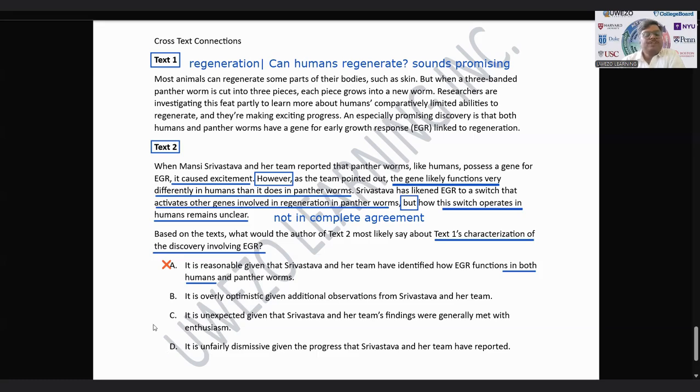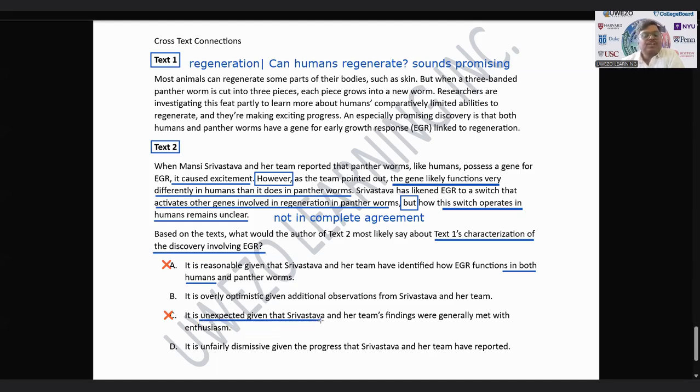It is unexpected given that Srivastava and her team's findings were generally met with enthusiasm. Okay, so this was not unexpected, because the work they had done, that work is not enough. So you can't say it is unexpected. And the work was met with enthusiasm, that is fine, but just because of enthusiasm, we clearly can't say that this is going to work for humans as well. So option C is definitely wrong, because whatever they received was not unexpected.